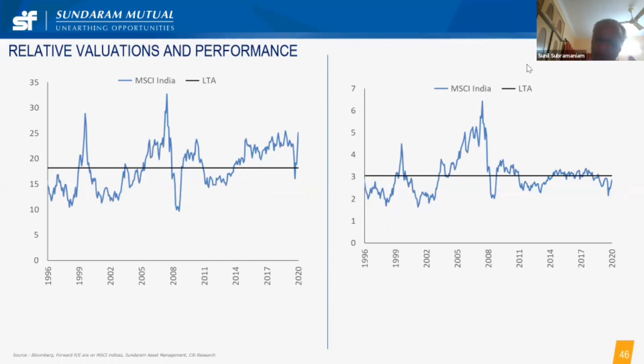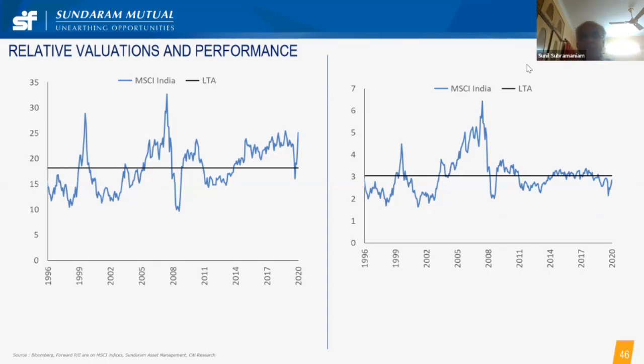So the MSCI is an index management company like the Bombay Stock Exchange. So their index, this is a large cap index. If you see the PE ratio, compared to our long-term average, the black line, we are trading well above. So we are expensive if you take it historically. But you go to the right-hand side, that's called the price to book value. The left is price to earnings, right is price to book. In the price to book, we are below.